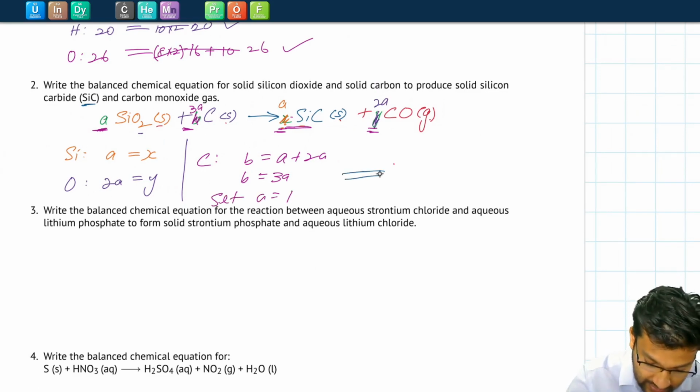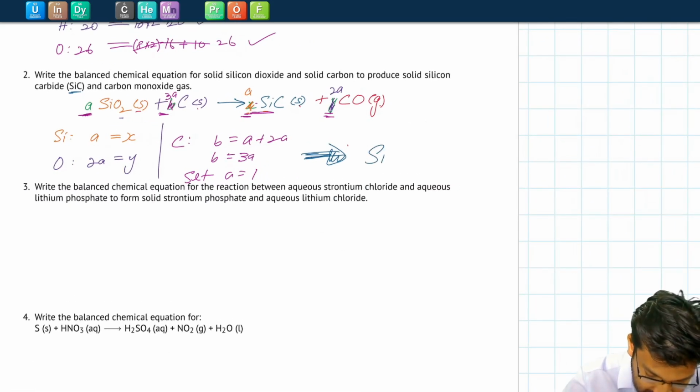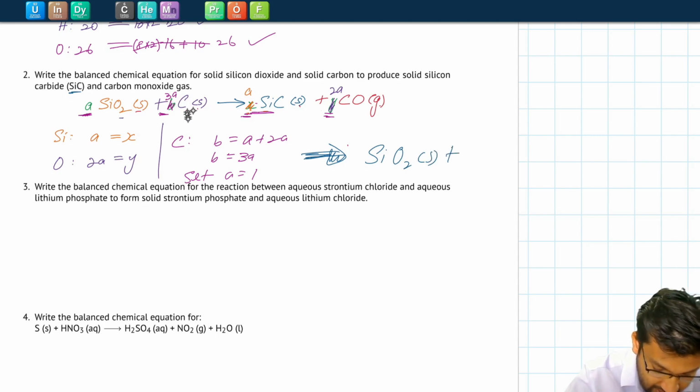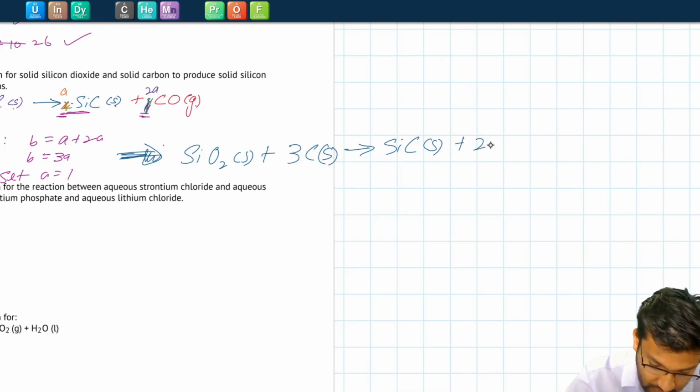So let's write that balanced chemical equation. We have 1 silicon dioxide, we don't need to write the 1, plus we have 3A, or if we're setting A to 1, that just means we have 3 carbon, solid, going to give us A number of silicon carbide. A is just 1, so just silicon carbide, solid, plus 2A carbon monoxide gas, or just 2 carbon monoxide gas.